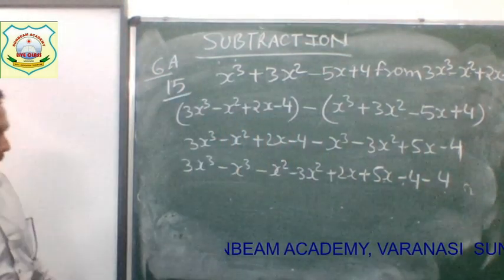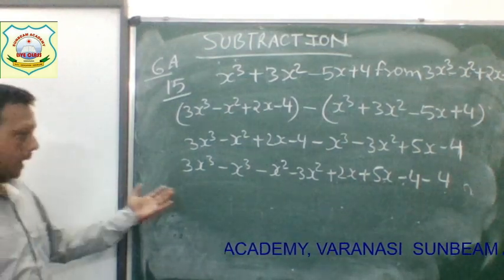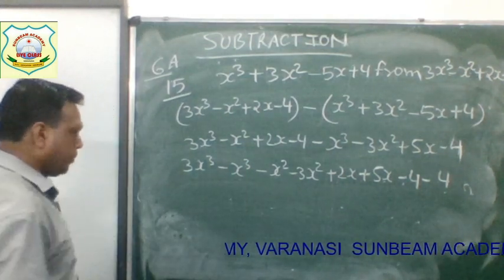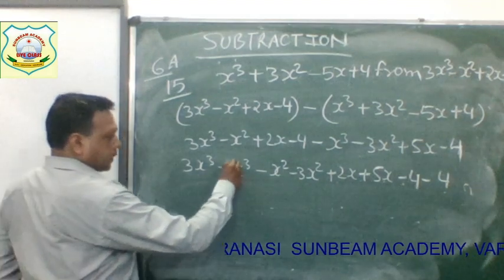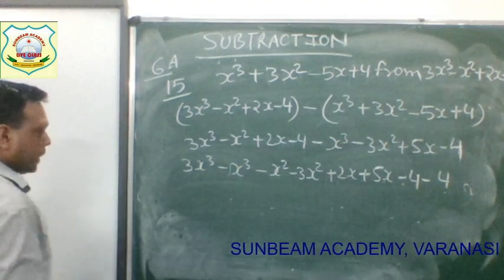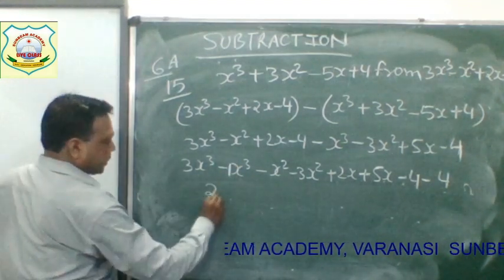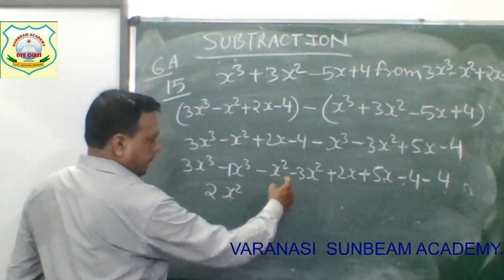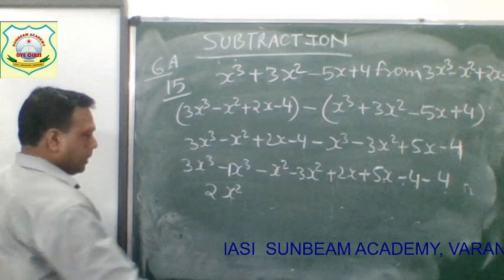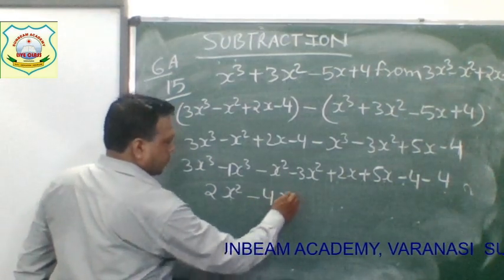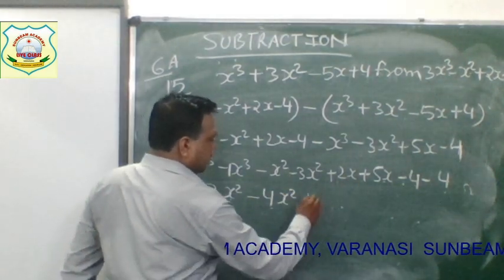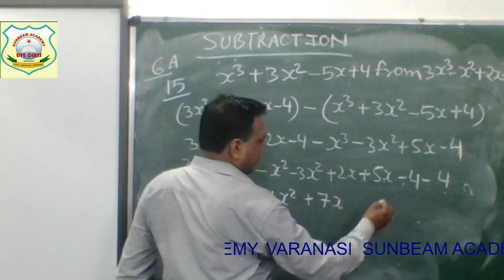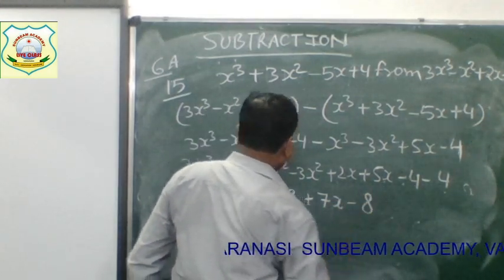Okay students, according to like terms we have 3x cube minus 1x cube. 3 minus 1 is 2, so 2x cube. Minus 1x square minus 3x square: minus 1, minus 3, minus 4, and the sign will come, minus 4x square. Plus 2x plus 5x is plus 7x. Minus 4 minus 4 is minus 8.